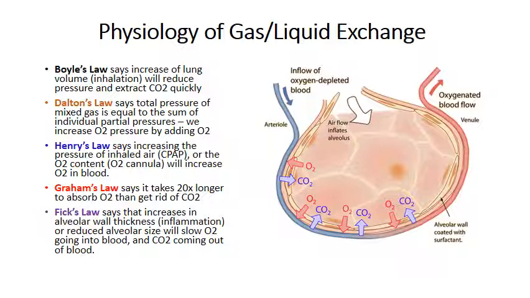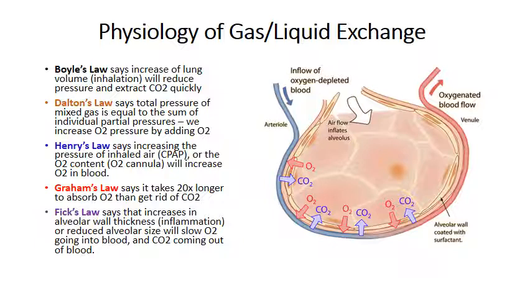Dalton's law says total pressure of a mixed gas is equal to the sum of individual partial pressures, which means we can increase O2 partial pressure by adding oxygen in supplemental oxygen. Henry's law says increasing the pressure of inhaled air, such as in a CPAP, will increase the amount of oxygen in the blood. Graham's law says that it takes 20 times longer to absorb O2 than to get rid of CO2.